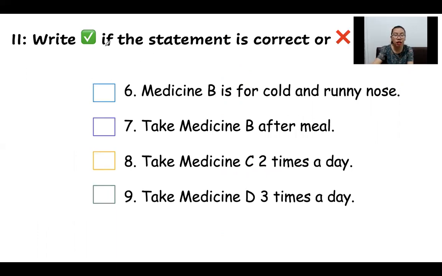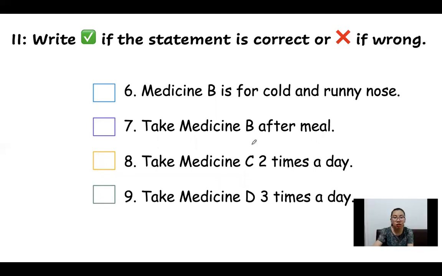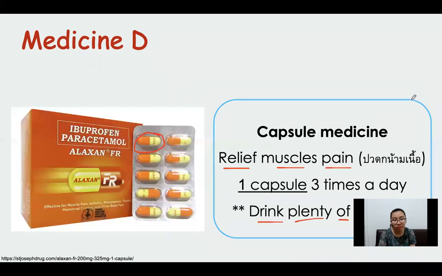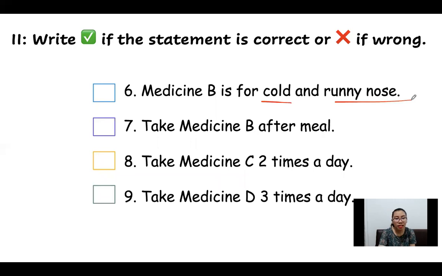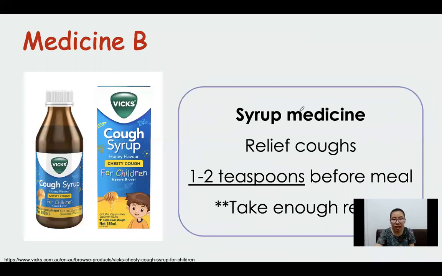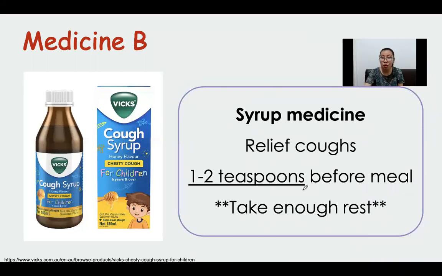Check if the sentence is correct or X if the sentence is wrong. Okay, so medicine B is for cold and runny nose. Check or X? Next, number 7. Take medicine B after meal. Check or X?